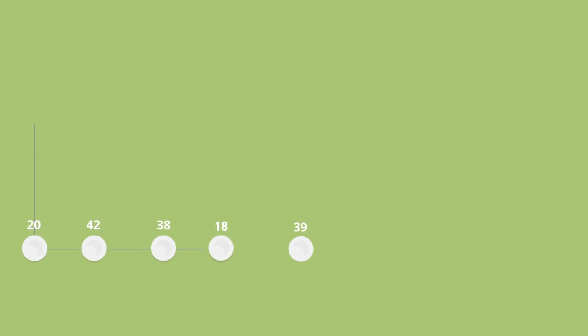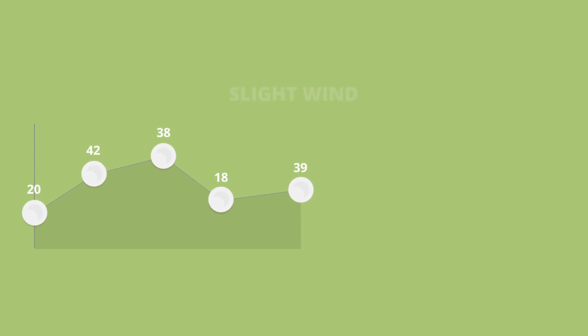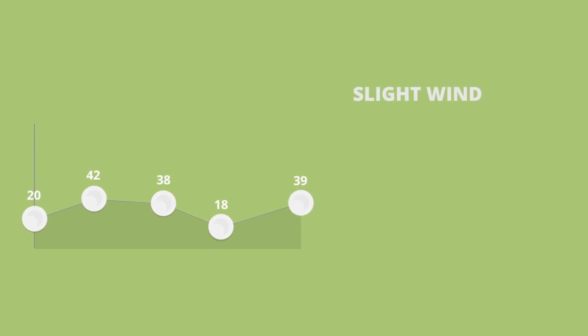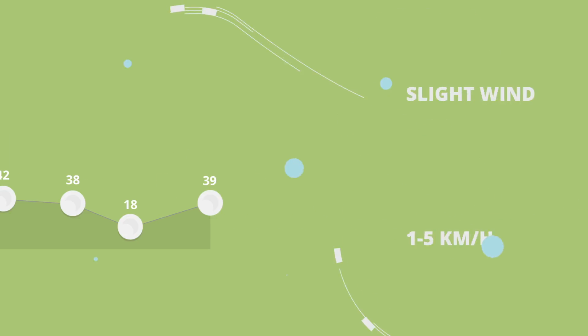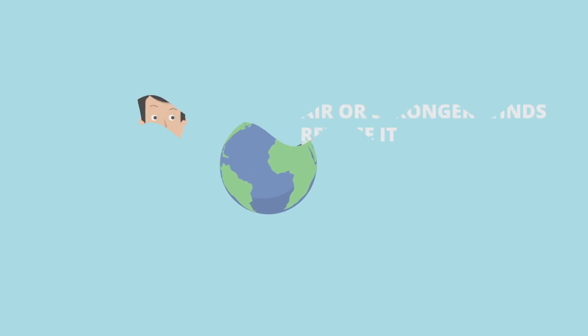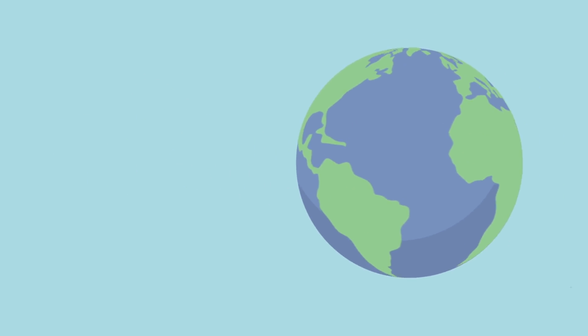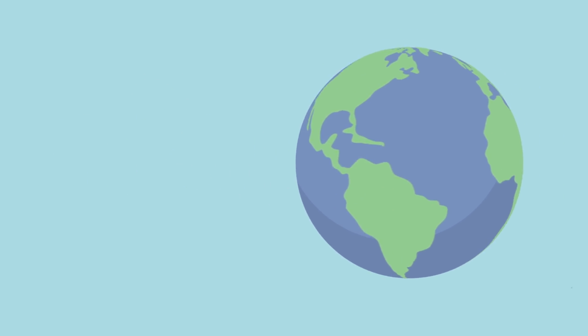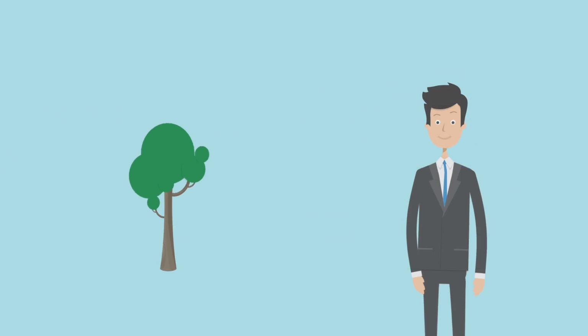Dew levels can vary due to a number of factors. For example, a slight wind, between 1 and 5 kilometers an hour, increases dew formation. Still air or stronger winds reduce it, while if the ground is wet, this reduces the amount of dew that forms, as wet earth chills more slowly than dry ground.